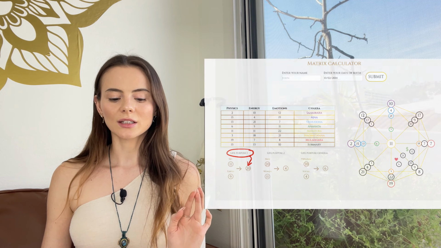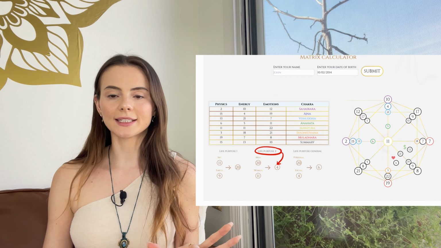So, the second important number in the chart, life purpose general, answers the question of what you came here to do. Then you also look at life purpose 1 and life purpose 2 to give you more idea in detail, depending on where you are in your life.